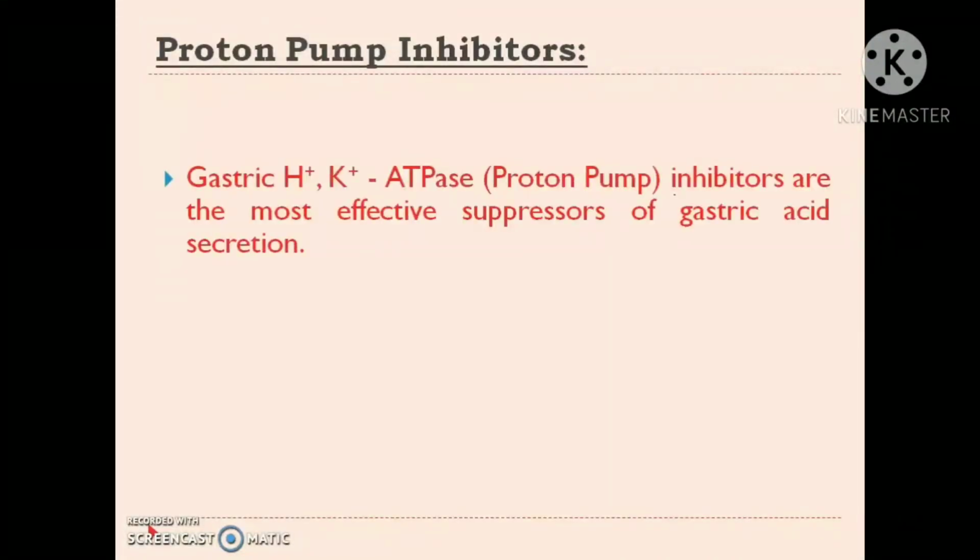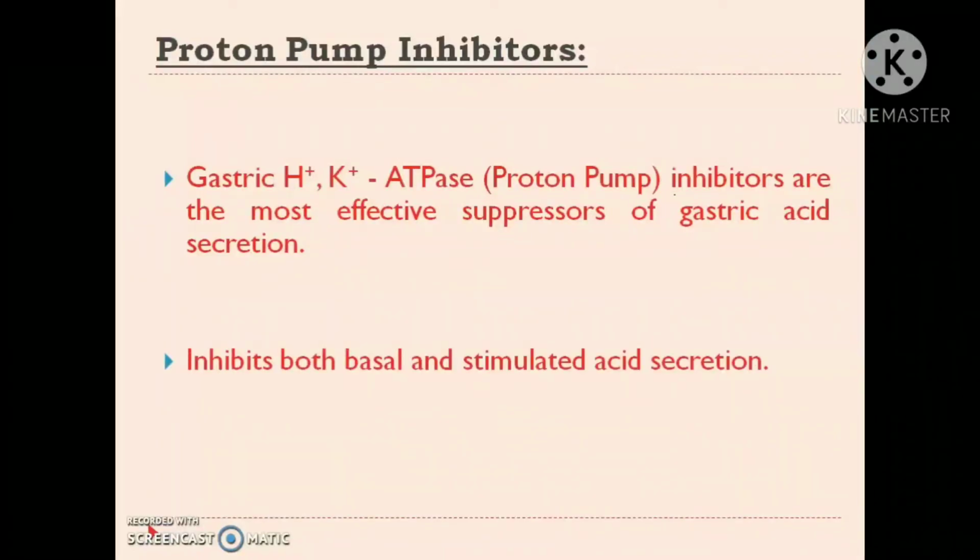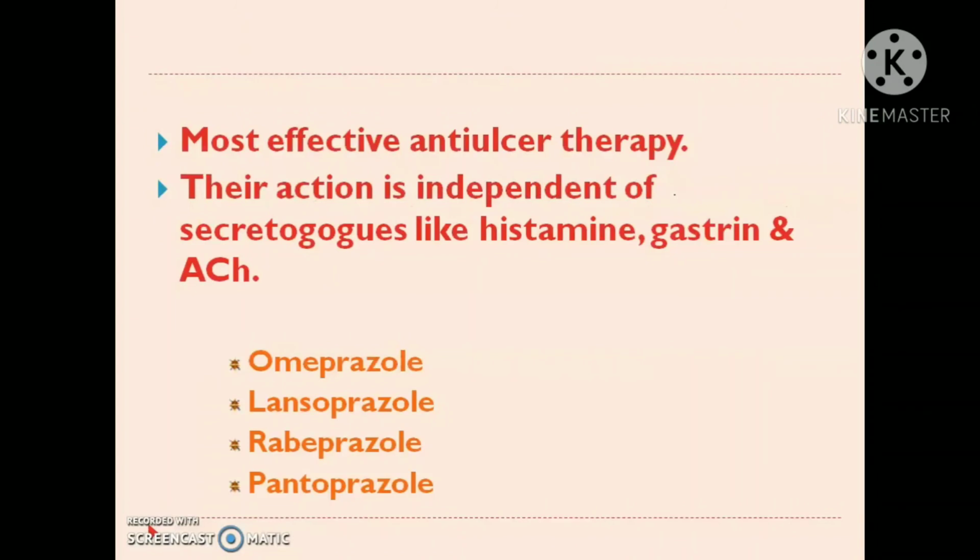And these proton pump inhibitors are the most effective suppressors of gastric acid secretion. They inhibit both basal and stimulated acid secretion. They are most effective for anti-ulcer therapy. Their action is independent of secretagogues like histamine, gastrin, acetylcholine, etc. Examples of proton pump inhibitors are omeprazole, lansoprazole, rabeprazole, pantoprazole, etc. And you need to study only two drugs, omeprazole and pantoprazole.